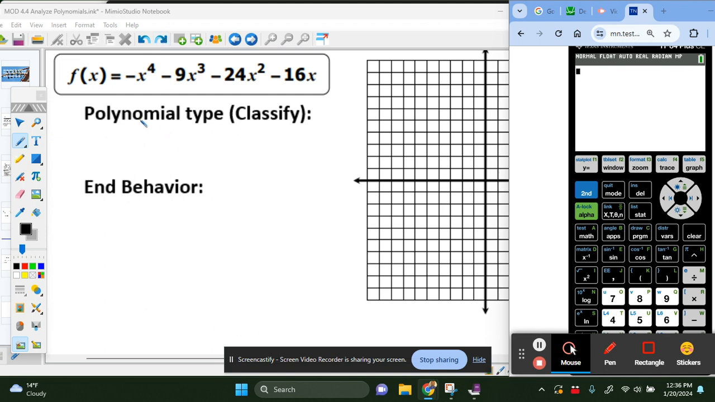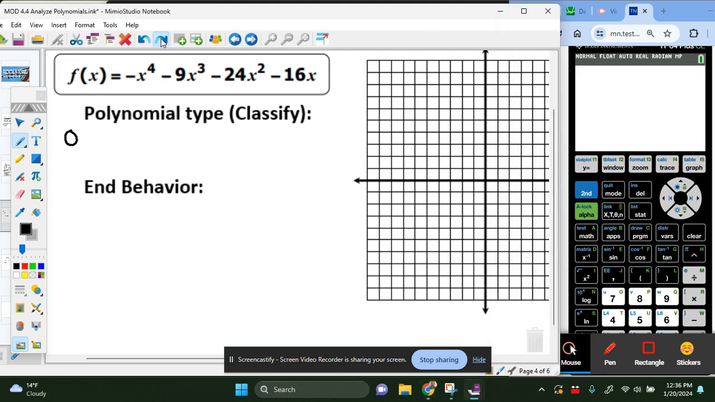I'm actually going to classify and do the end behavior before we even graph it. So this is a fourth degree polynomial, and we call that a quartic. And we've got 1, 2, 3, 4 terms. So we just say a quartic polynomial with 4 terms. Okay, and the end behavior.